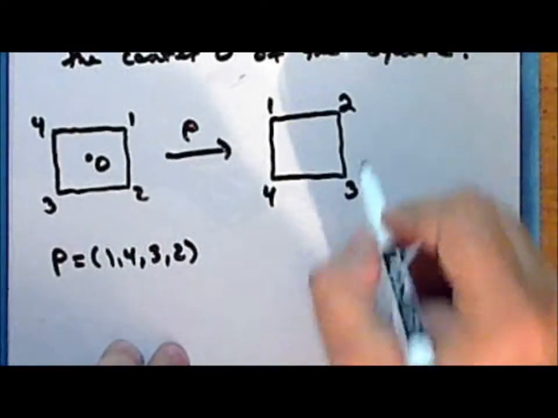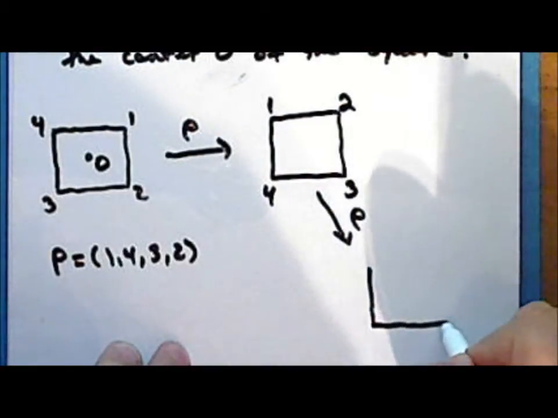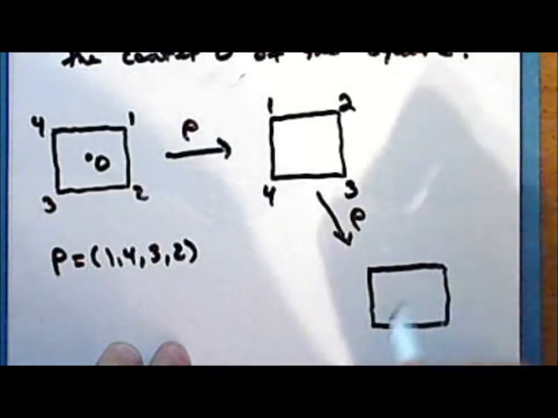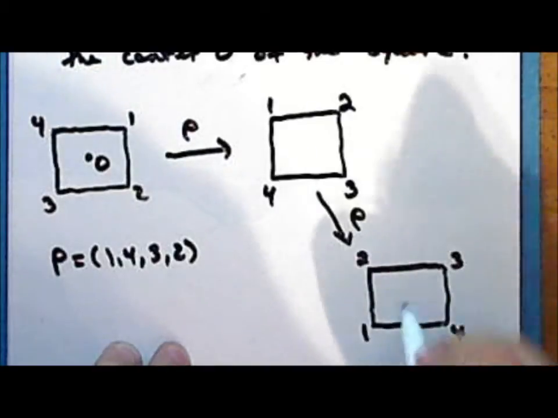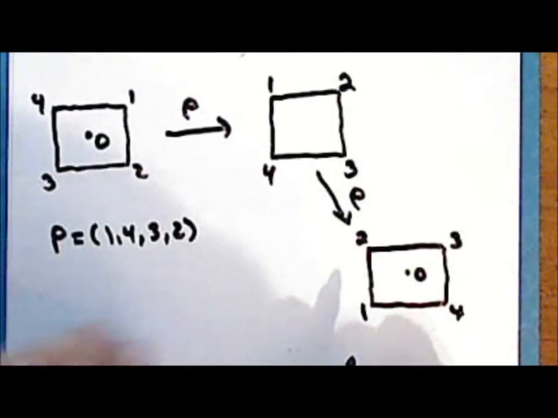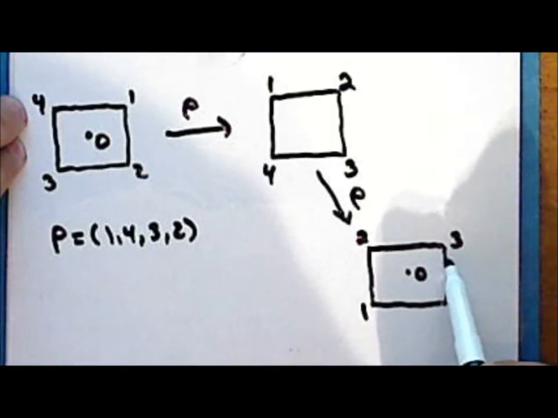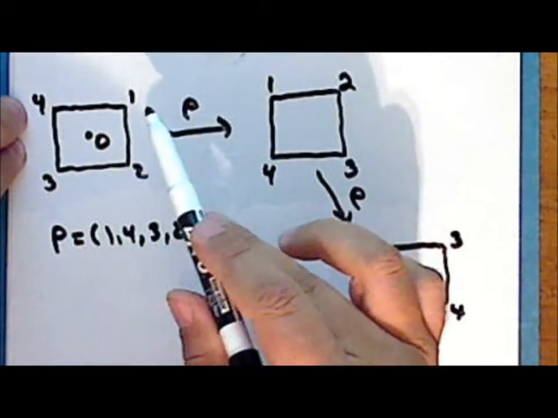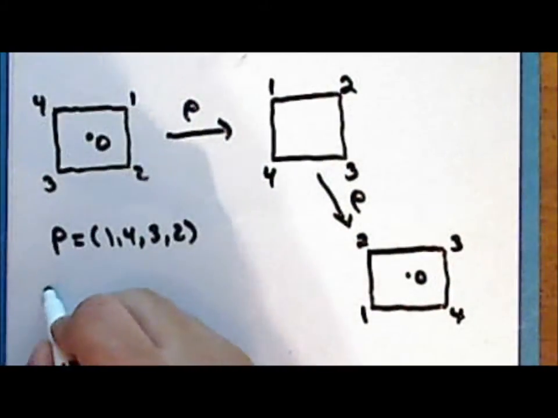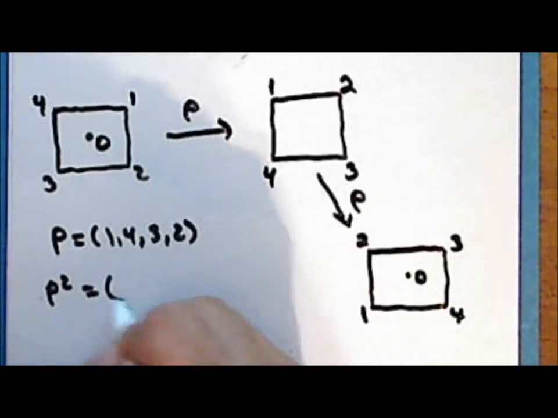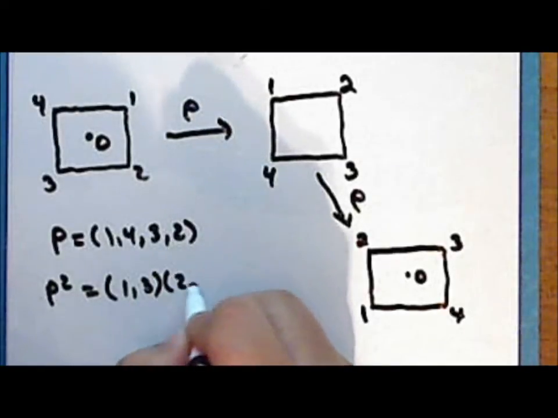Now, if we follow this by a second rotation by 90 degrees counterclockwise, then notice that vertices 1 and 3 have exchanged places, and vertices 2 and 4 have exchanged places, and so we can write the permutation rho squared as the pair of disjoint cycles 1 to 3 and 2 to 4.